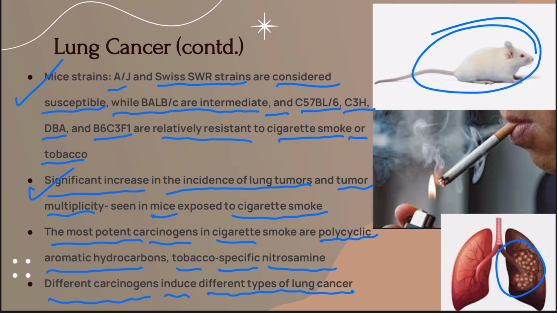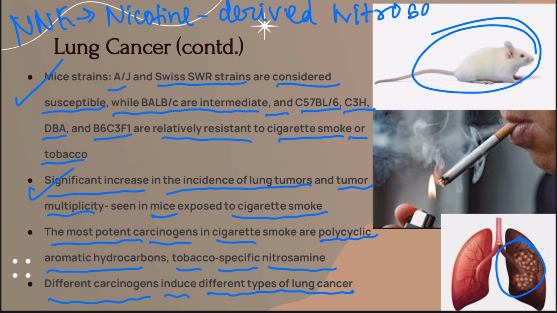So as you can see, this is the lung cancer here. So what are the different types of lung cancer which can be caused by different types of products? So first we have NNK, that is nicotine derived nitrosamine ketone, and it induces adenocarcinoma of lung.